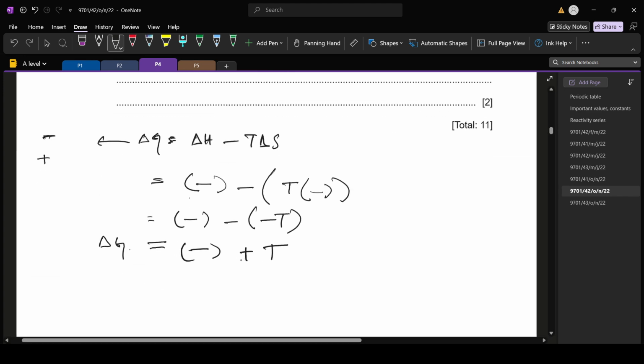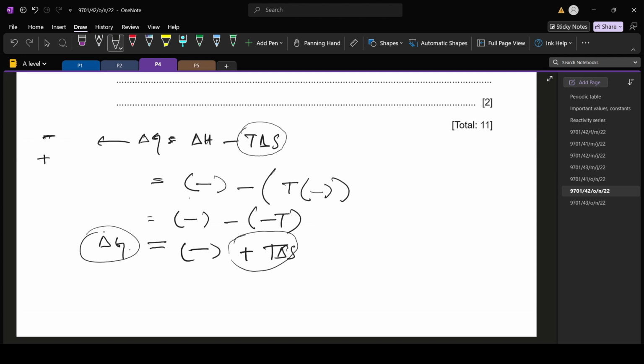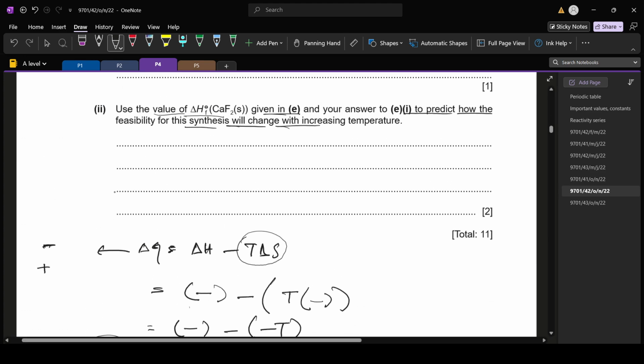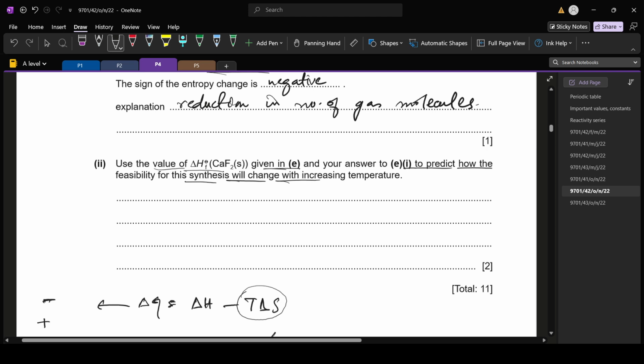So when you increase the temperature, the overall this factor will become more negative, and the overall this value becomes more positive. When this value becomes more positive, the Gibbs free energy becomes more positive, so the reaction will be less feasible. So what will be the reason? You will say the reaction will be less feasible.